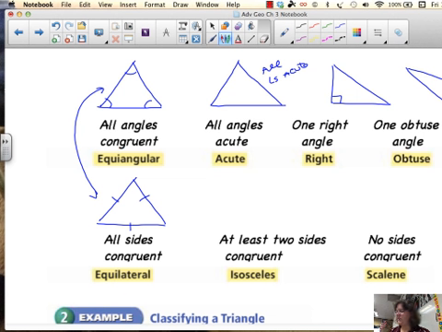Isosceles means it has at least two congruent sides. So according to our book, if it is equilateral, it is also isosceles. It just has to have at least two congruent sides. And then if it has no congruent sides, so none of these sides are of equal length, then it is called scalene.